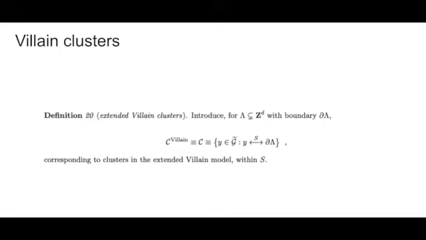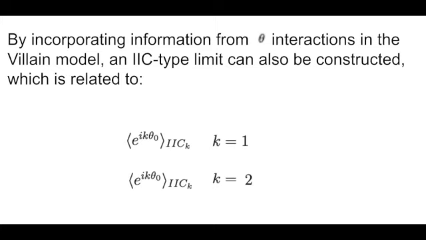And from these clusters, we can make use of these objects to also define the two counterparts for the metric graph Gaussian-free field IIC, and also another counterpart for the Bernoulli percolation IIC for the Villain model as well. And by incorporating information from the theta interactions that we've been describing, which are defined in the Hamiltonian for this model, which we incorporate to define the probability measure, an IIC type limit can also be constructed, which is related to the following two ratios.